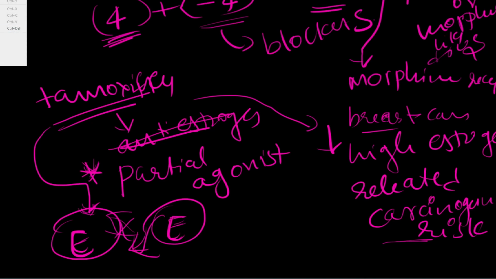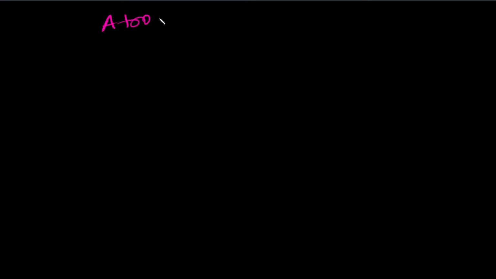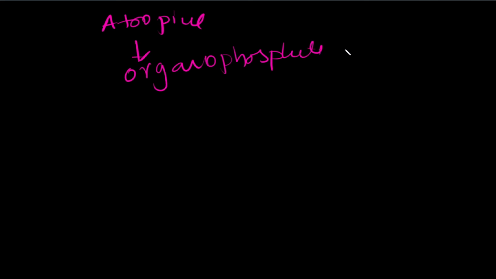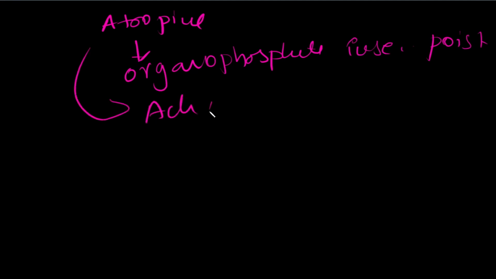Similarly, atropine is used to treat organophosphate insecticide poisonings because atropine blocks acetylcholine receptors.